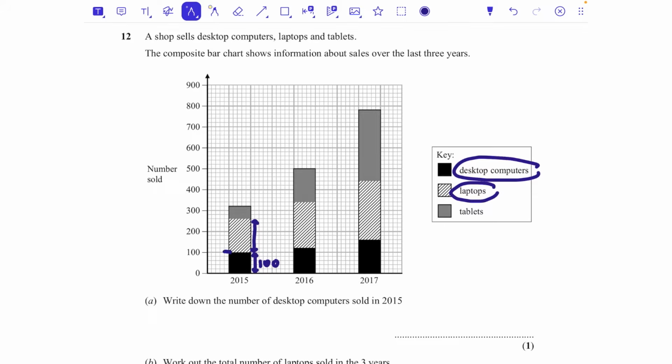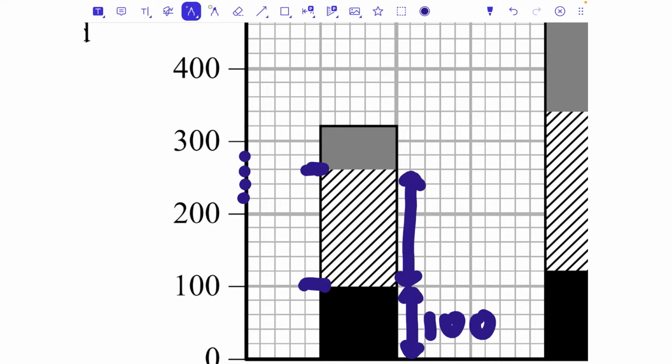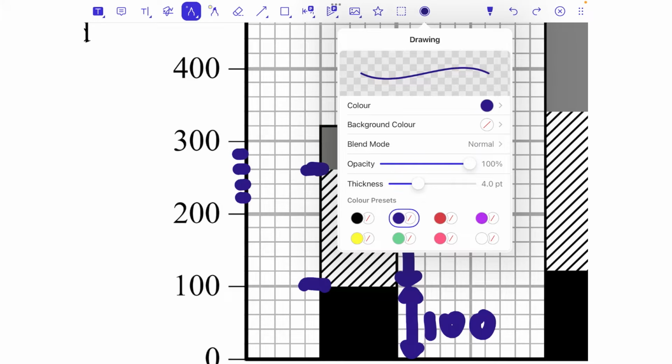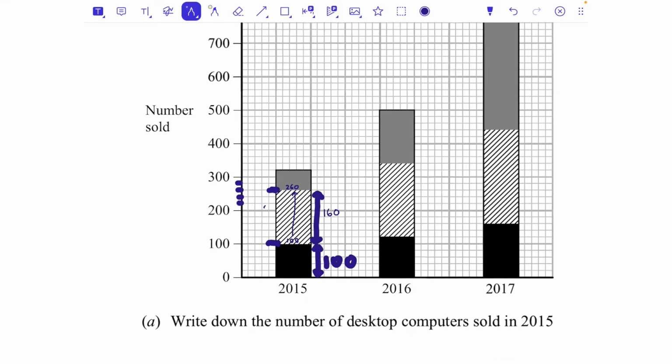So because we were starting at 100 and going up to here, and let's just have a little look at this scale. There are 5 squares here, 1, 2, 3, 4, 5, worth 100. So if I do 100 divided by 5, that's 20. So we're going up in 20s here. So 220, 240, 260, 280, 300. So this here is 260. So I've gone from 100 up to 260. So that's going to be 160 laptops.